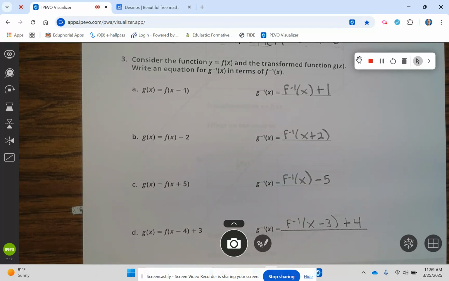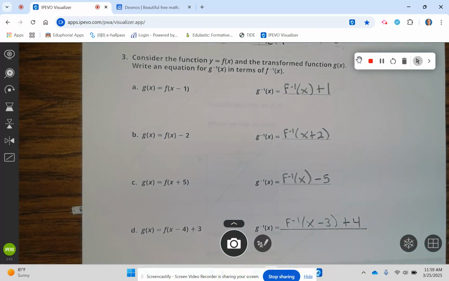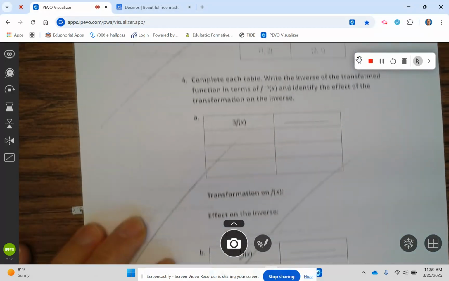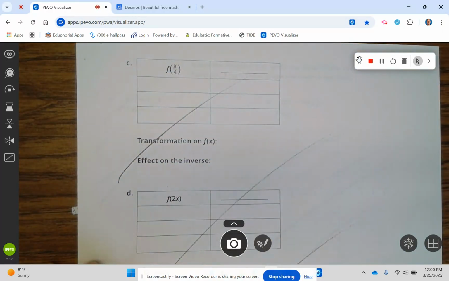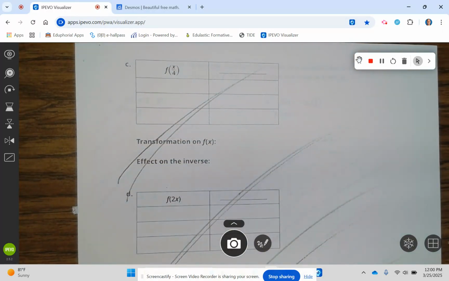C, when g of x equals f parentheses x plus 5, g inverse of x equals f inverse of x minus 5. D, when g of x equals f parentheses x minus 4 plus 3, g inverse of x equals f inverse of x minus 3 plus 4. All right, let's take a look at the next page. Go ahead and mark out this page. Go ahead and mark out this page.